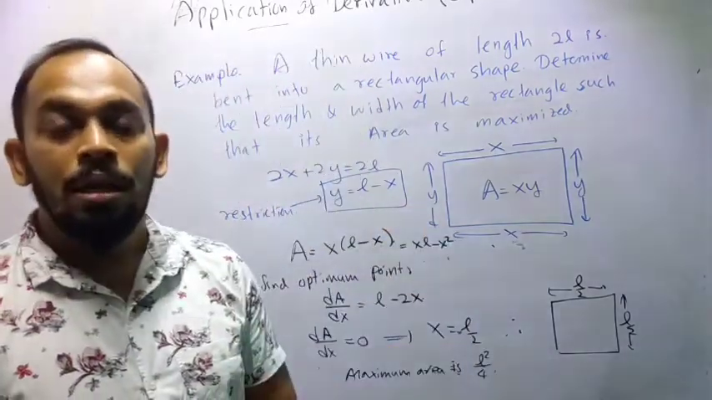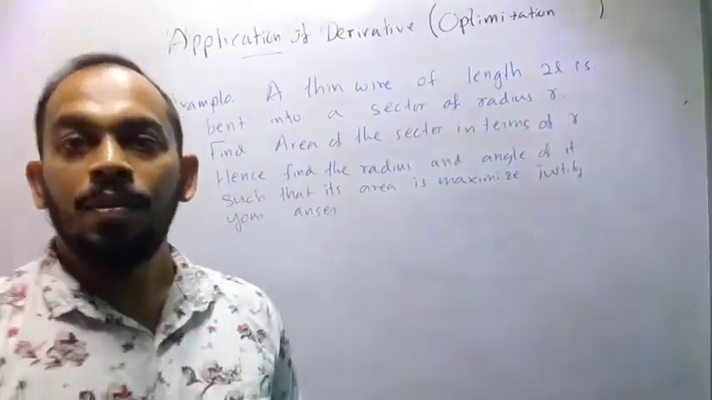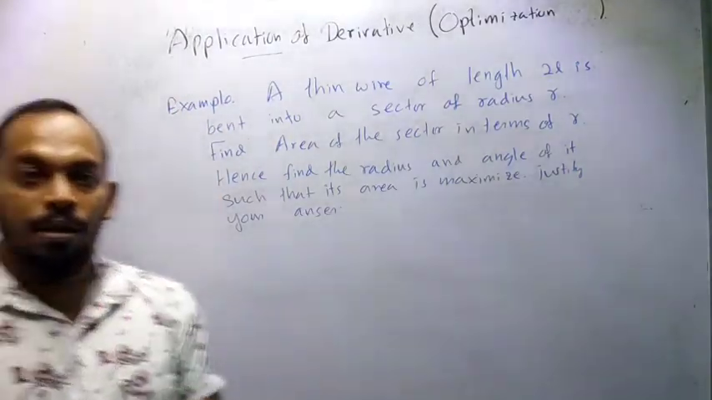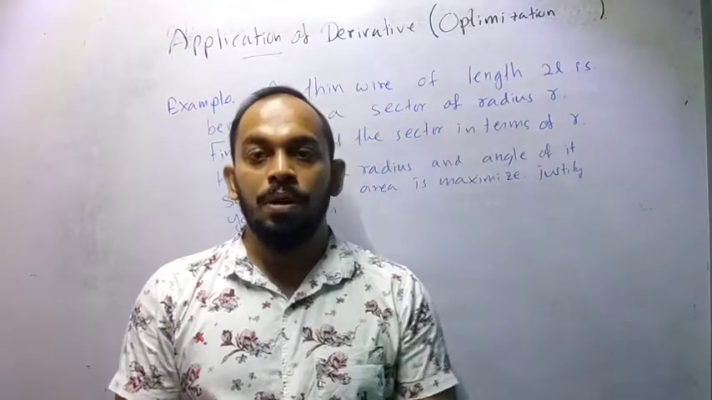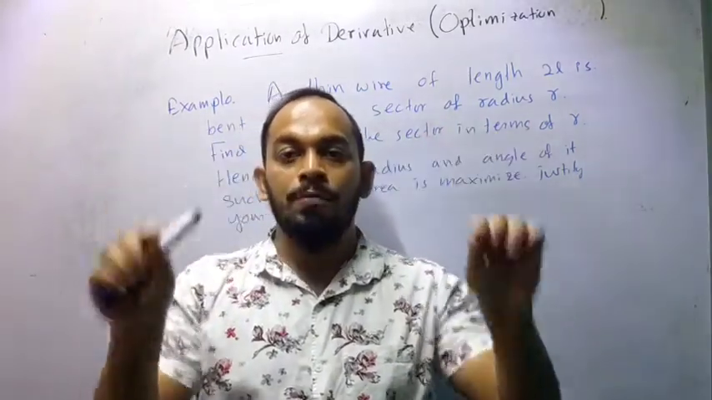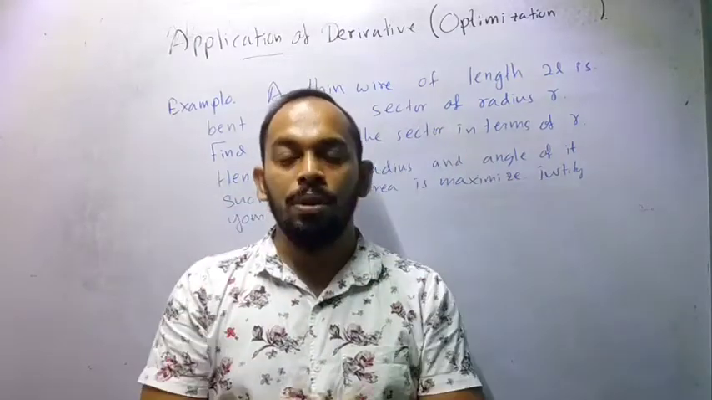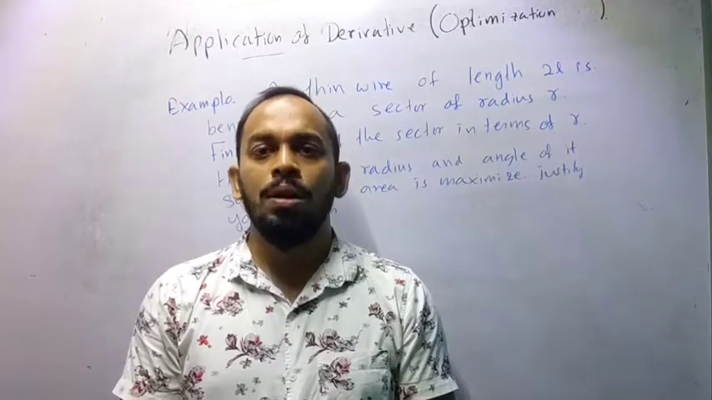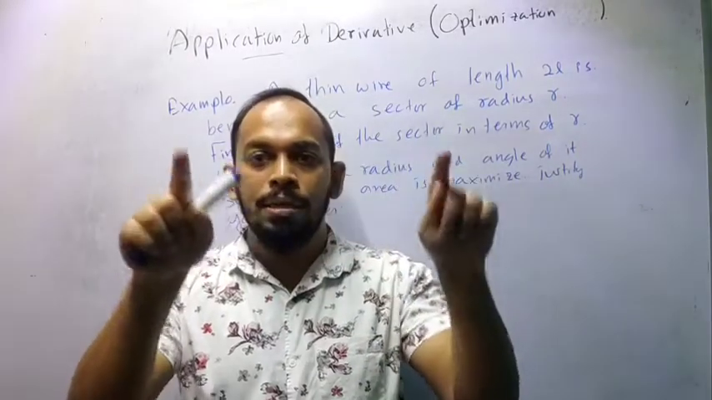So let's look at another problem. Right, so this is another problem. Same thing. In the previous one, I bent my thin wire into a rectangular shape. Now in this example, they are asking me to bend it into a sector of a circle.